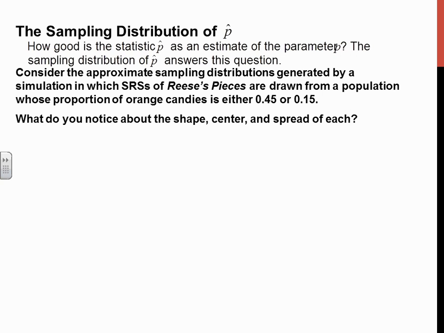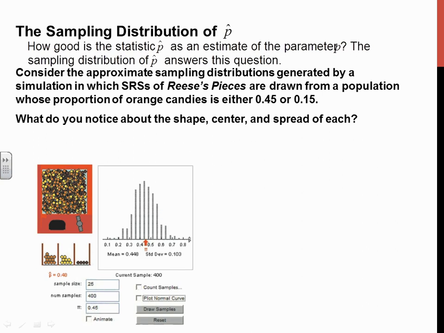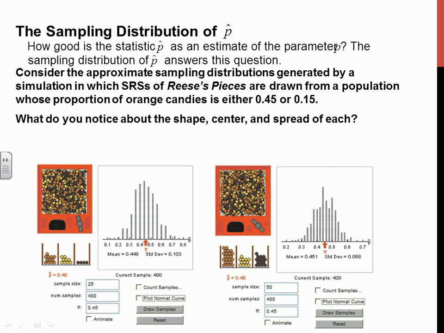So after that Java applet that you opened, you can kind of look. So here, if you were to do 0.45, and I don't know why, sometimes they use the pi symbol for the population parameter, but we're going to use p. Okay? So what do you notice about the shape, the center, and the spread of each?